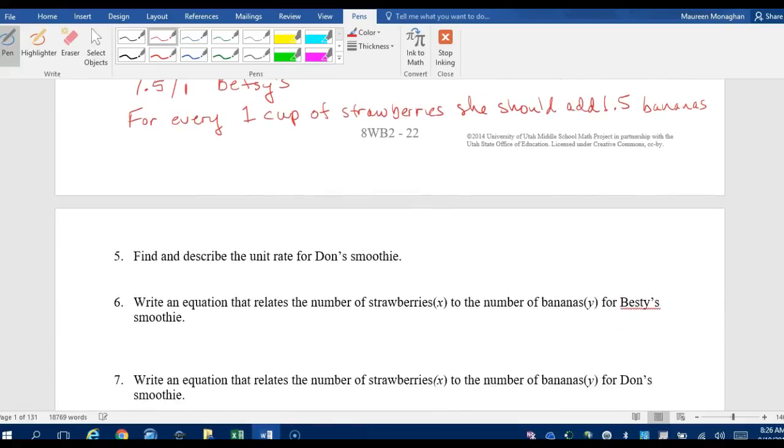Making smoothies. Find and describe the unit rate for Don's smoothie. Well, he did 5 bananas to 4 strawberries, which simplifies to 1.25. So his unit rate is 1.25 bananas for every 1 cup of strawberries. So 1.25 bananas per 1 cup of strawberries.